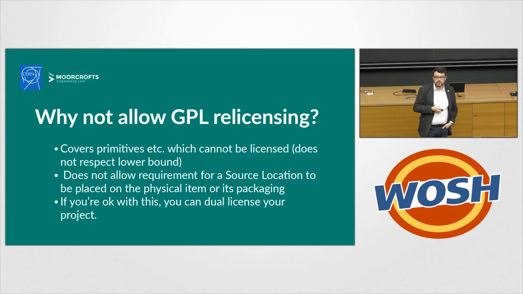But there is this requirement to keep a source location in there. And if you really want to have the ability for something to be relicensed under the GPL, then we suggest that you just dual license the project in the first place. It also would potentially be unfair for people who have already licensed under previous versions of the CERN OHL, who didn't anticipate that their designs were going to be released under the GPL, to suddenly say, this is the new version of the CERN OHL, oh, and by the way, you can pretend that it's GPL as well. So that was the reason that we didn't do that.